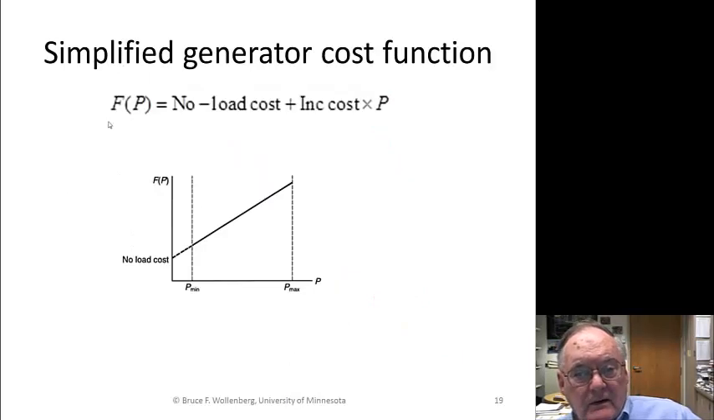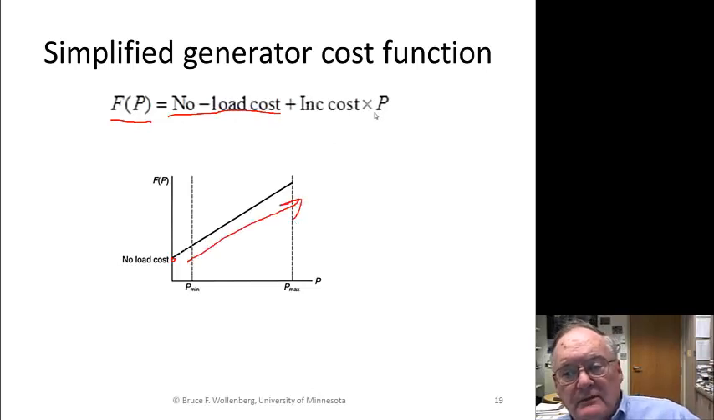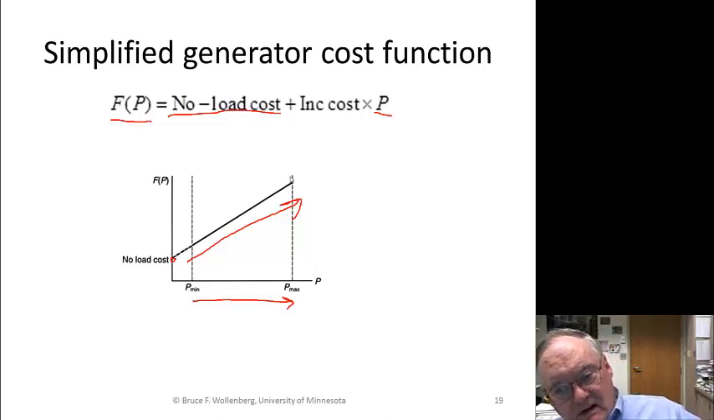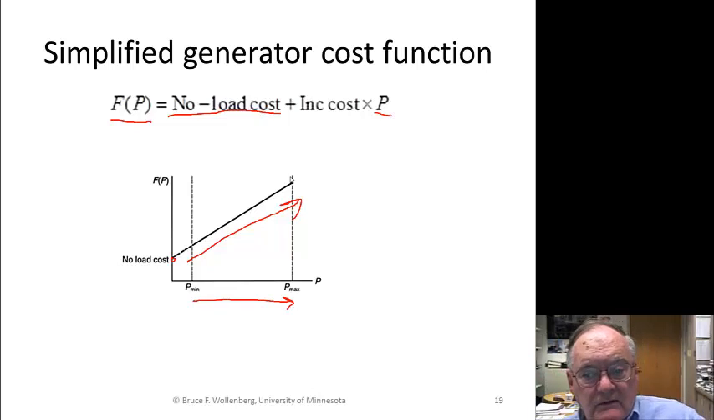Here's the way we calculate the operating cost. Very simple, linear. We have a constant, the no load cost, plus the incremental cost, or the slope, times P, the output, and it has to be between the min and max. That's very simple, linear, and if you remember back to economic dispatch lectures, you can just stack these up in merit order by incremental costs, and you can do the dispatch very simply.